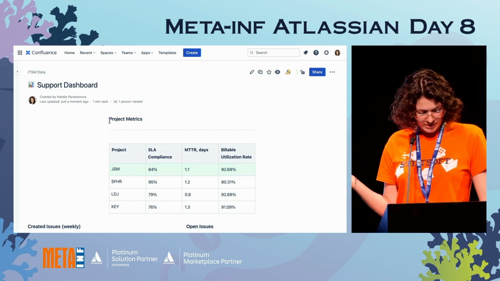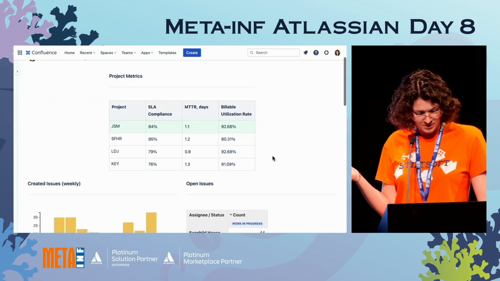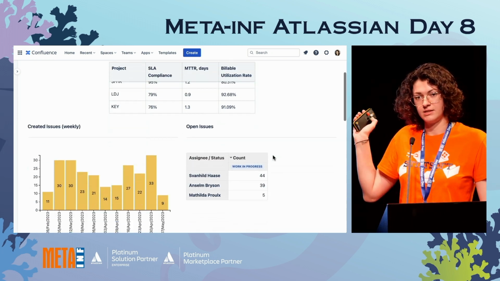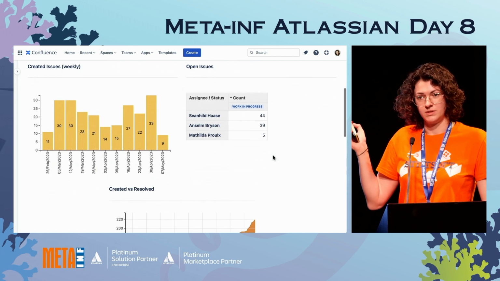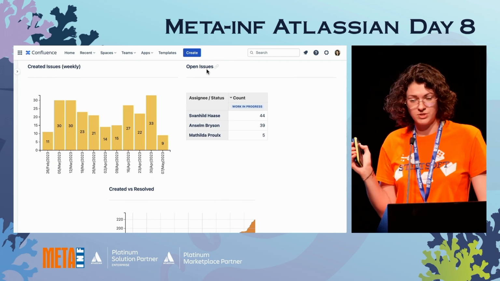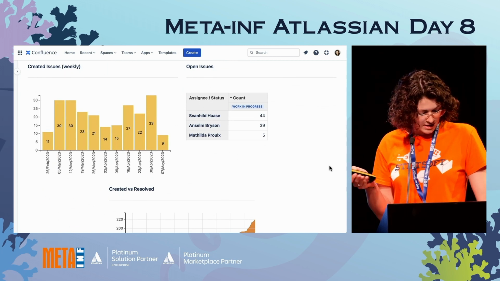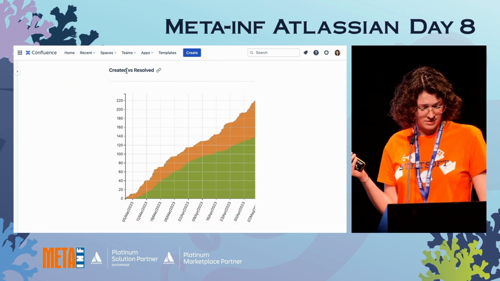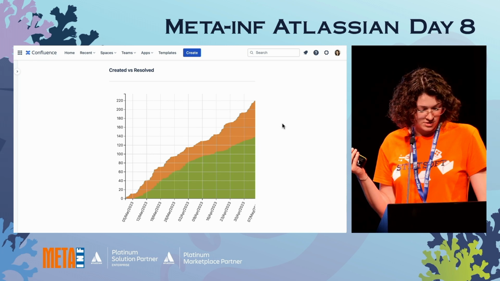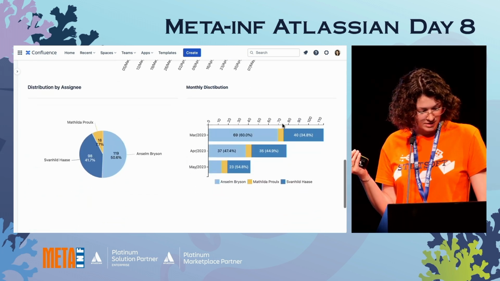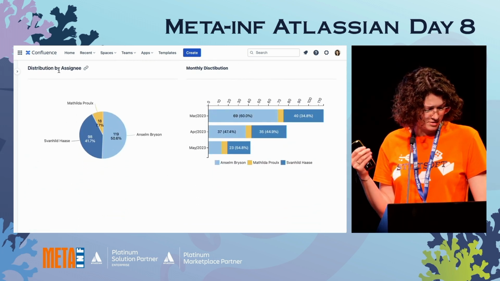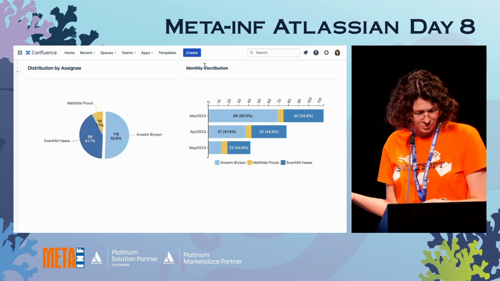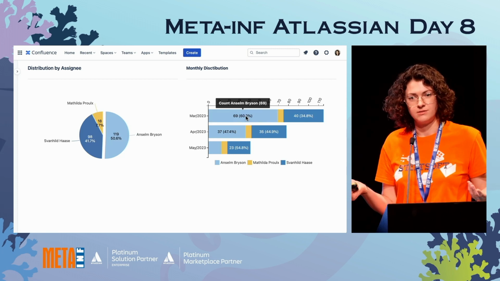So a quick overview of our dashboard. This is project metrics. We calculated them previously in the spreadsheet. This is one of the features that I'm going to tell you about further. These are created issues and distribution in the current state. This is the created versus resolved issues, and the last two charts are distribution by assignee, historical data, and monthly distribution during the last 3 months.